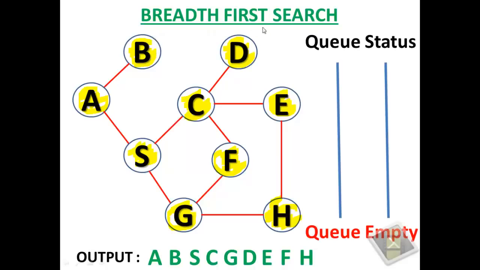This is how breadth first search works, and you can see the output produced on the screen below.